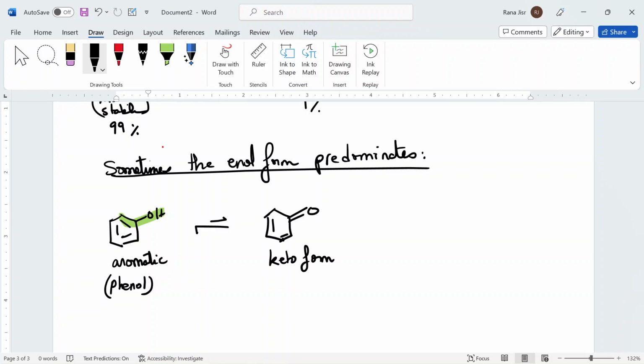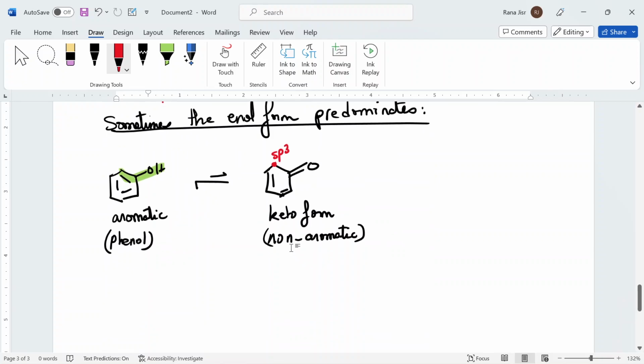And if you've noticed over here, this one is non-aromatic, because I do have an sp3 hybrid carbon in there. This is non-planar, although it's partly conjugated in this region, but the conjugation is going to stop at this carbon because of the sp3 hybridization. So even though this is a keto form, it is not stable compared to its enol form. Our enol is more stable than the ketone.